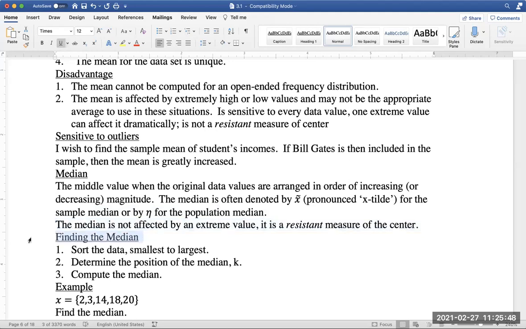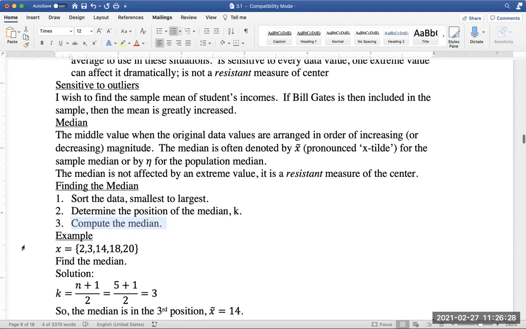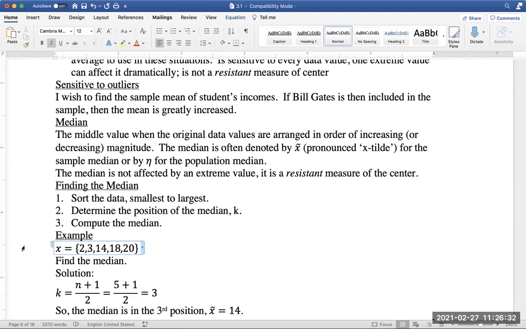So how do I find the median? First, sort the data from smallest to largest. You can sort the data either way, but I always do smallest to largest. I think almost everyone does; I know of no one that does it the other way around. Next, determine the position of the median, then compute the median. Let me explain using the same set of data we've been looking at forever. Suppose I have the following data: 2, 3, 14, 18, 20. Let's compute the median.